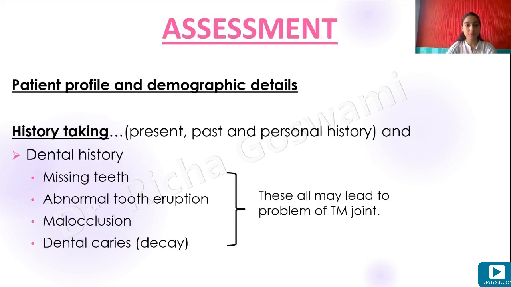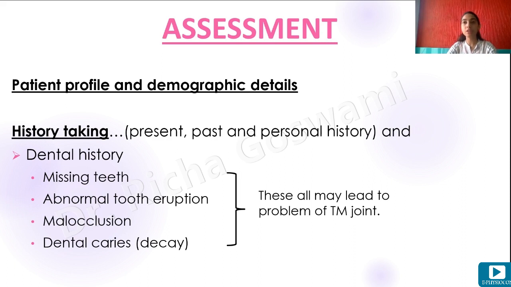Let's start with the assessment. Patient profile and demographic details are important. Then start with history taking. Present, past and personal history should be asked of the patient. Ask about the dental history because most of the time dental problems may lead to TM joint dysfunction. So it is important not to miss the dental history of the patient. Ask about missing teeth, abnormal tooth eruption, malocclusion, dental caries or decay.